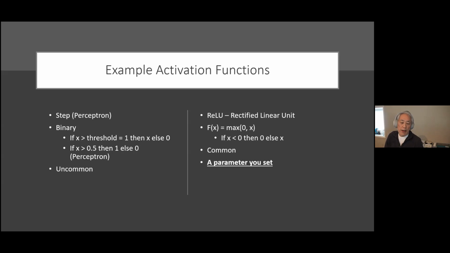And this is a parameter you set. There are dozens of activation functions. And as we'll see, there are so many knobs you can turn in a neural network, and this is one of the key ones. So let me move on and hopefully this will become more apparent.